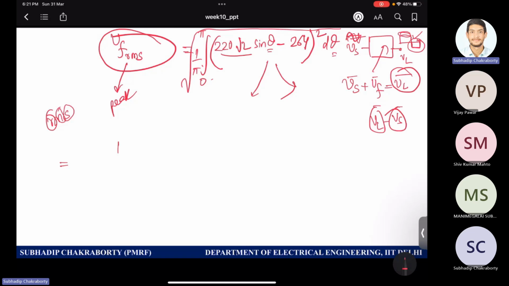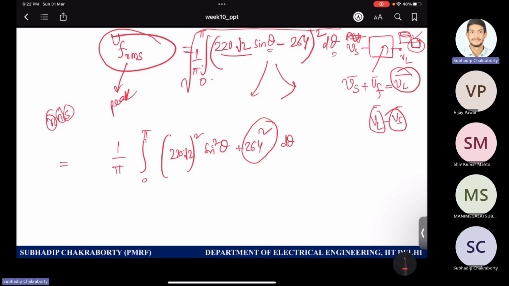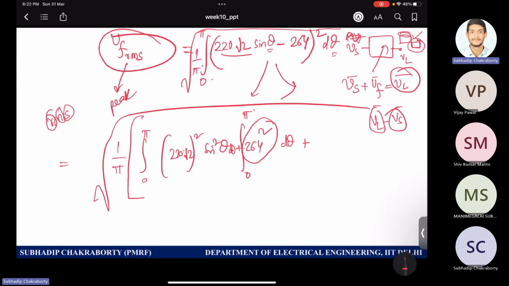So what I am telling, you break this integration. So this is 220 root 2 whole square sine square theta plus 264 square. This is a constant term, okay? All are d theta. Integration 0 to pi. Similarly, this is also integration 0 to pi. 1 by pi is there, and therefore you just do this third term.